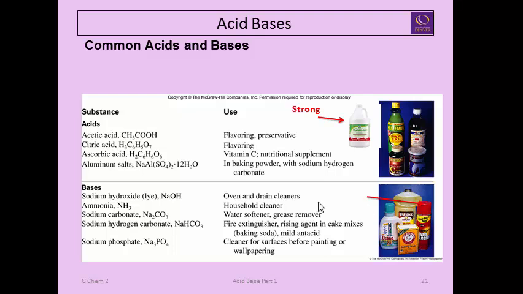Then we get down to the base section and we have a similar situation. We have sodium hydroxide, lye, which is used in oven cleaner, ammonia, which is a weak base, sodium carbonate, which is a weak base, and sodium bicarbonate, which is also used in baking powder. These are obviously not very strong bases, because we consume those all the time. So an example of a weak acid would be vinegar, which doesn't fully dissociate and thus is safe to consume. And an example of a weak base would be sodium bicarb, or baking soda, which we also can consume.